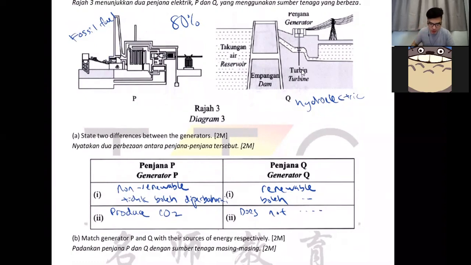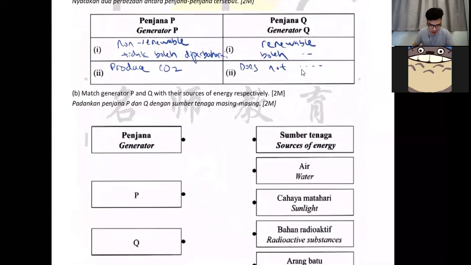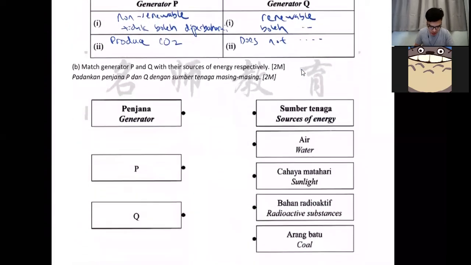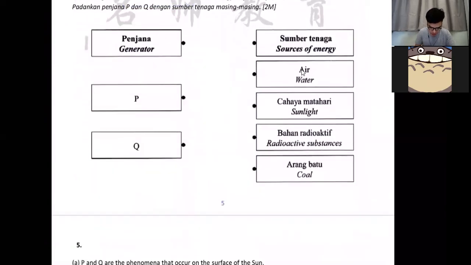Okay, people are just too stubborn to move on to nuclear. All right, so next, mesh generator P and Q with their sources of energy. Okay, P is your arang batu. You know, it's your arang batu, right?